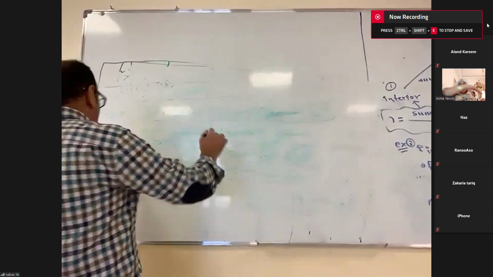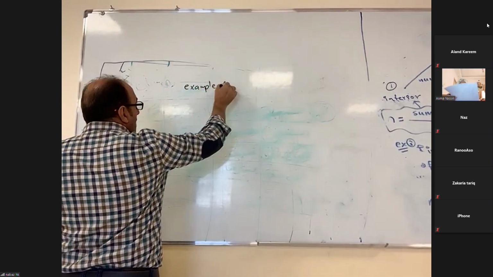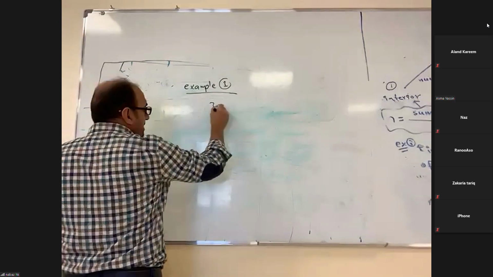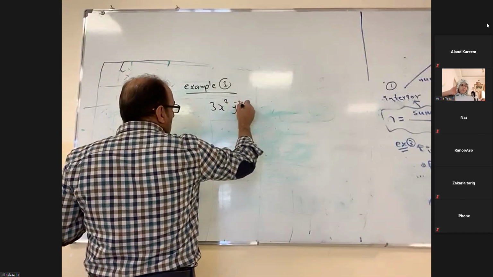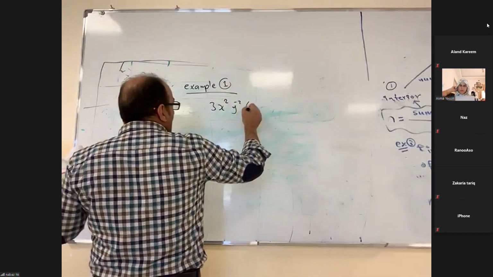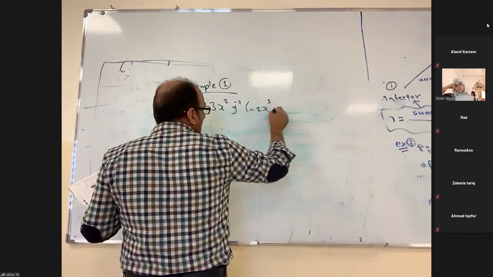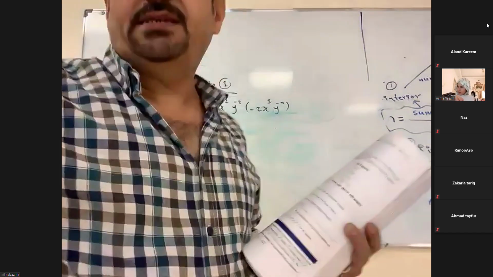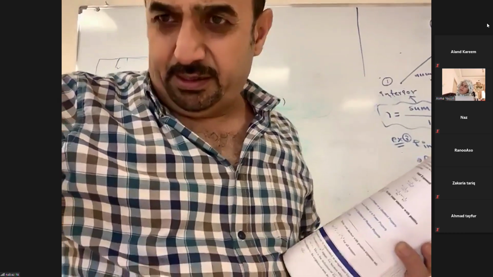Okay, example one. We have 3x squared, y to the power minus 2, times minus 2x to the power 3, y to the power minus 4. This is example one, try this.